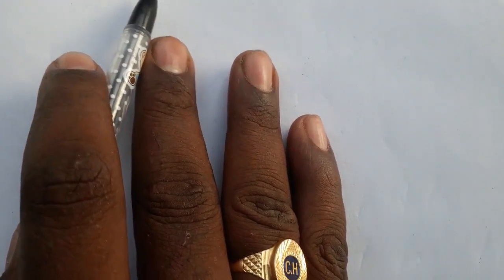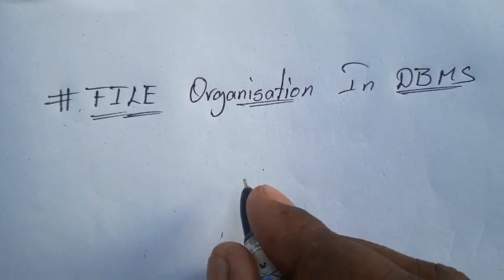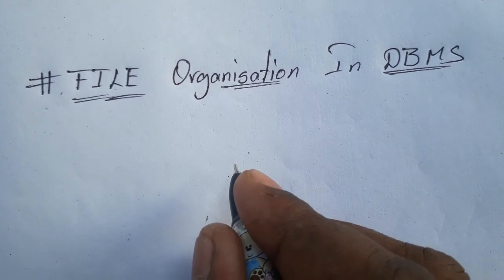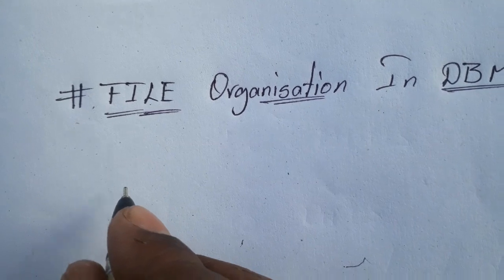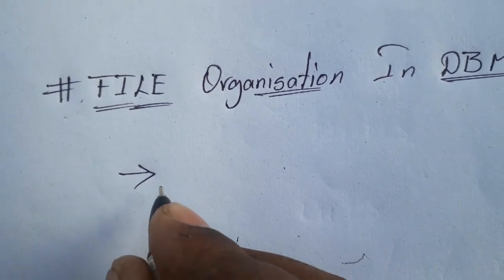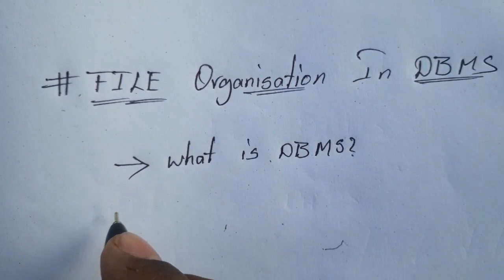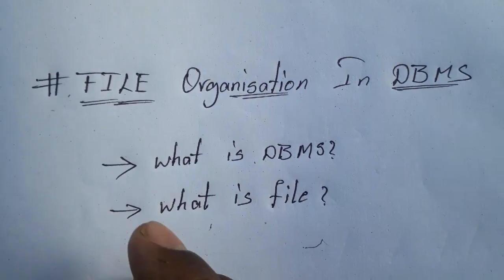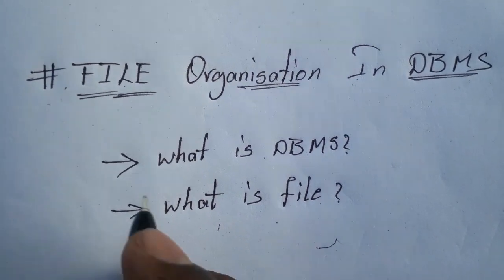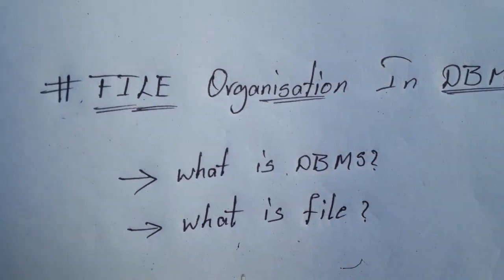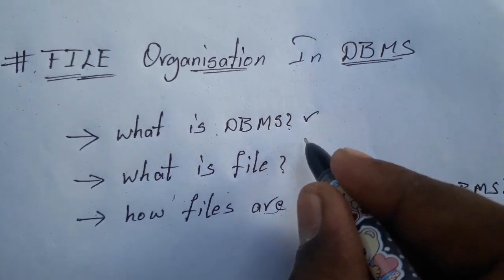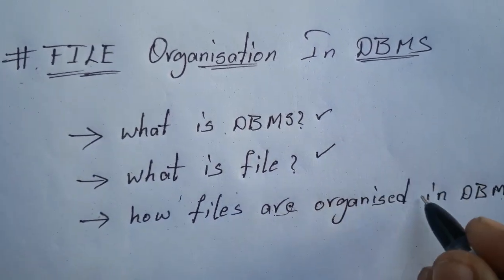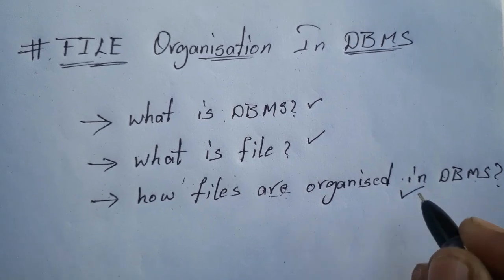Now I am going to explain about file organization in DBMS. Before giving a clarification about file organization in DBMS, let me tell you a few keywords. We have to know what is DBMS, what is called a file, and how those files are organized in DBMS.